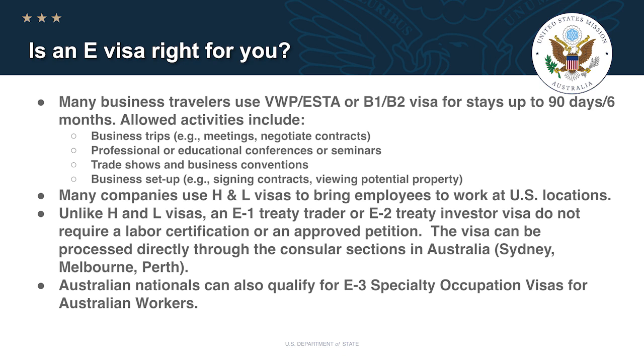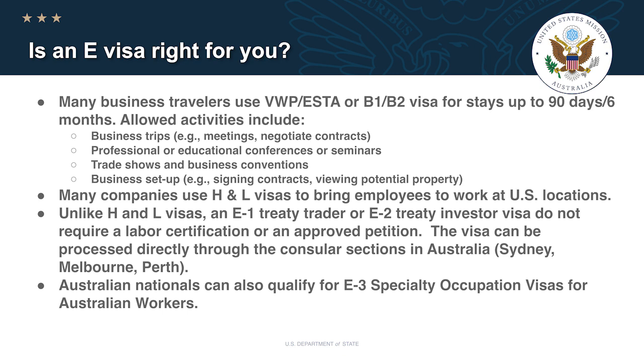Unlike an H or an L visa, though, E1, which is more about trade, and E2, which is more about investment, don't require any involvement of the Department of Homeland Security or an approved petition. The consulates in Australia become the first place where you process those visas, and they're processed directly through the consular sections in either Sydney, Melbourne, or Perth.